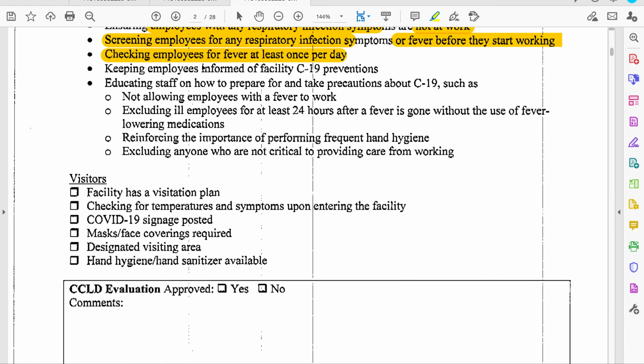Keeping employees informed of facility COVID-19 preventions. Educating staff on how to prepare for and take precautions about COVID-19. Some of these precautions include not allowing employees with a fever to work. We cannot allow sick employees for at least 24 hours after the fever is gone. We have to reinforce the importance of performing frequent hand hygiene. We have to exclude anyone who is not critical to providing care from working.